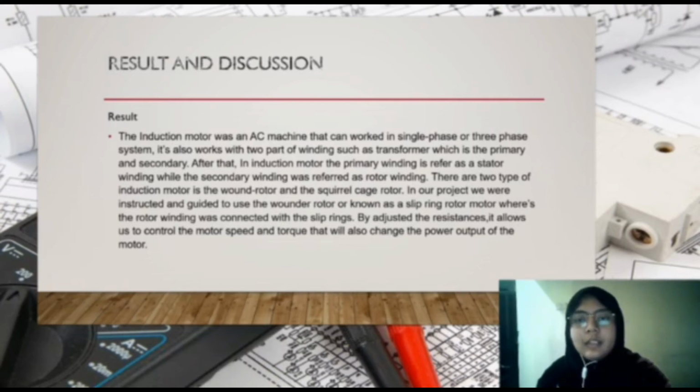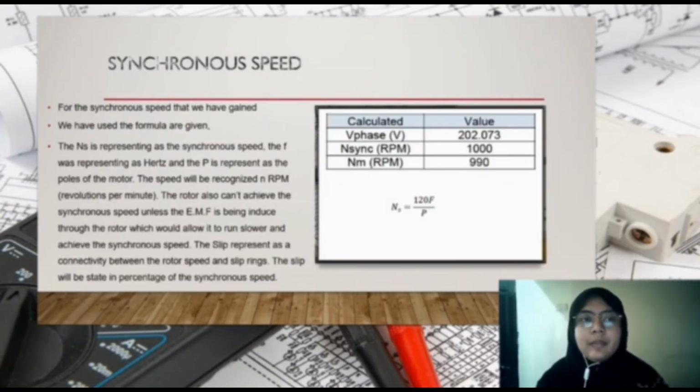By adjusting the resistance, it allowed us to change the motor speed and torque, which changes the power output of the motor. Next, the synchronous speed. For the synchronous speed that we have gained, the formula is given. NS represents the synchronous speed, F represents the frequency, and P represents the number of poles of the motor.